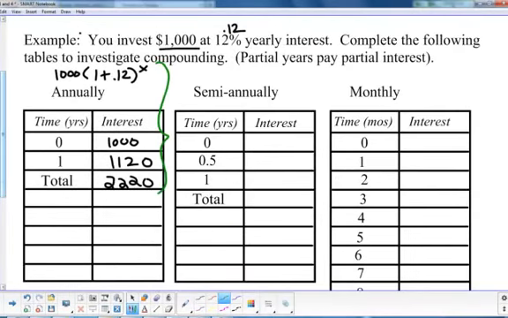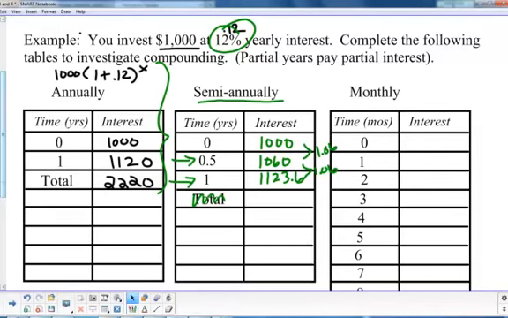Compounded semi-annually means you're going to compound it twice a year. You're going to compound it at half a year and then again at a year. The rate is still 12% though, so that's the total rate. So in all actuality, you would be increasing 6% each time to get a total of 12%. So if you multiply this by 1.06, you're going to get 1,060. And if you multiply that by 1.06 again, you're going to get that. Let's not worry about the totals because this next one's even a little more weird, compounded monthly.